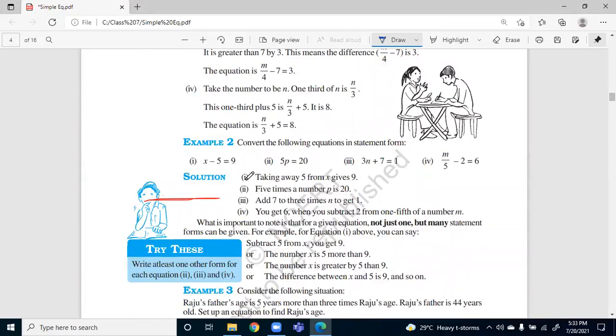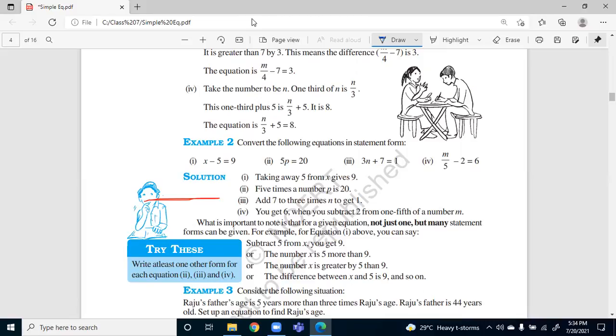Example number 2. Convert the following equation into statement form. So now the equation is given and we have to convert it into statement form. So how will we be converting it into statement form? A number subtracted by 5 gives 9. Correct. So you can say if 5 is subtracted from a number, we will get 9.